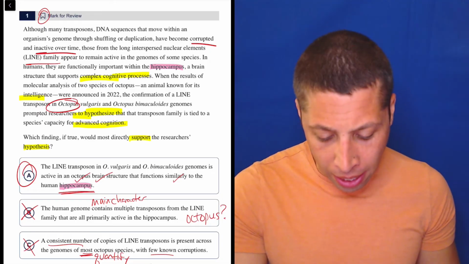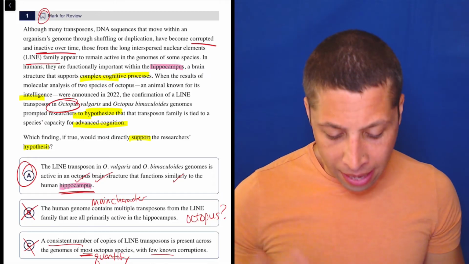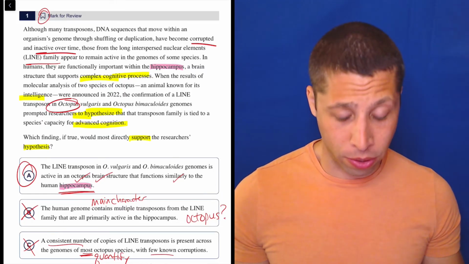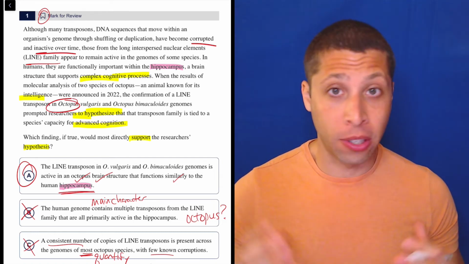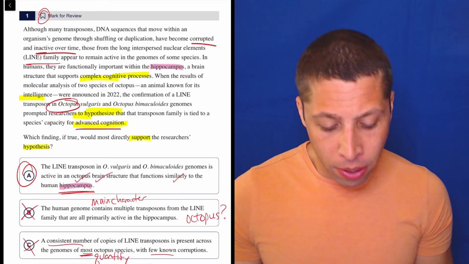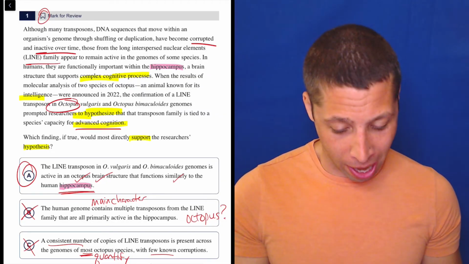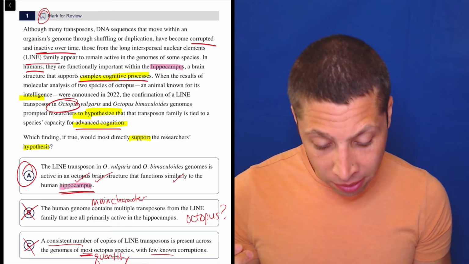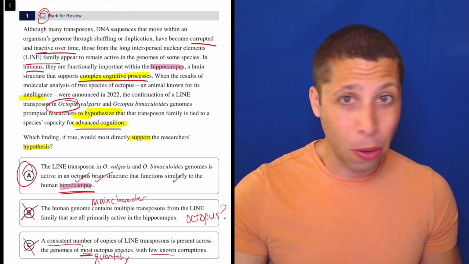So what they're saying in choice A is that these octopuses have this transposon. It's active in a brain structure that functions similarly to the hippocampus. Well, why would that be important, right? What are we actually comparing in the passage between the octopuses and the humans? We already said this: it's about the advanced cognition. Octopuses are smart. That's what we're trying to say, okay? You know what else is smart? Humans. Because it talks about humans having complex cognitive processes, and it's being related to this transposon thing.